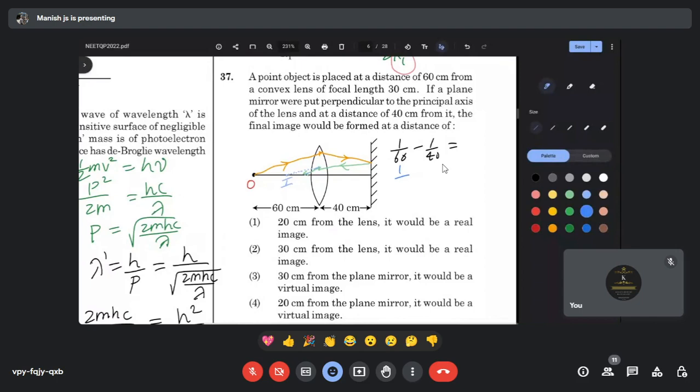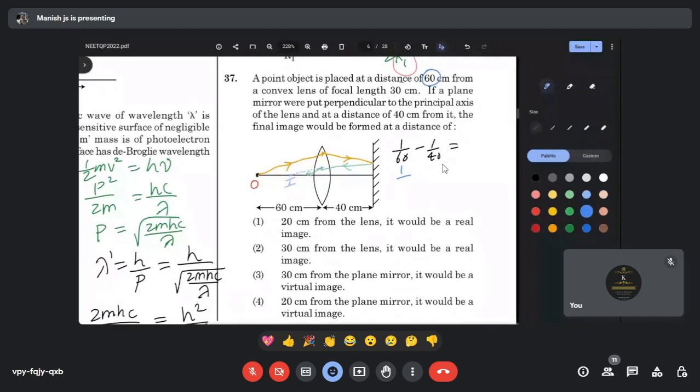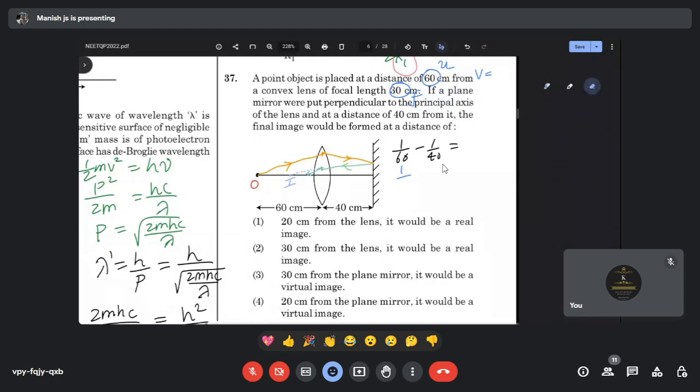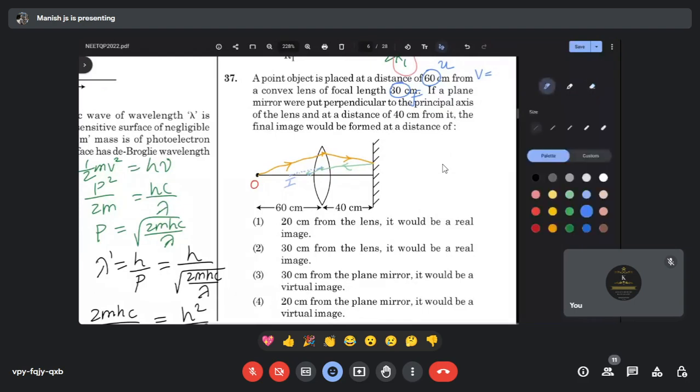60 is given, and 30 is given. 30 is nothing but f. What is 60? It is u, isn't it? So v you can find out, right? So find out v first. Yes, sir. That is the approach. So find out v and tell me.